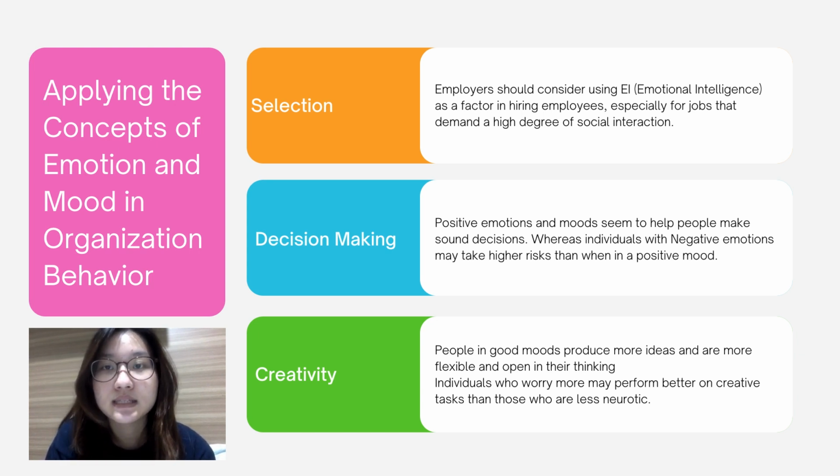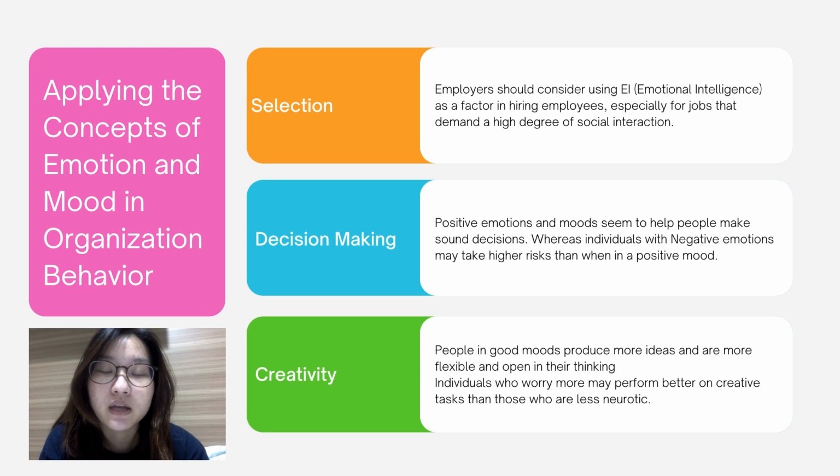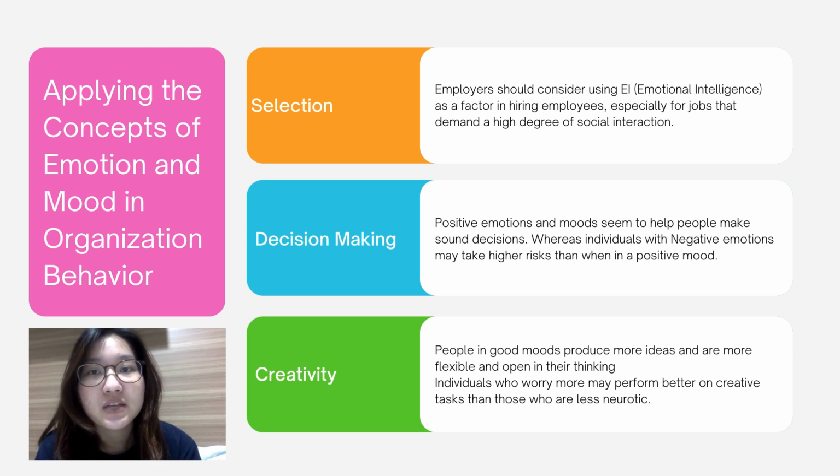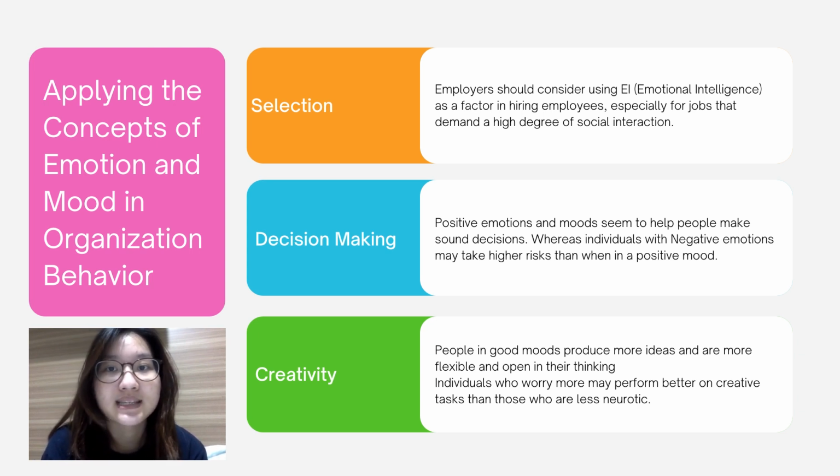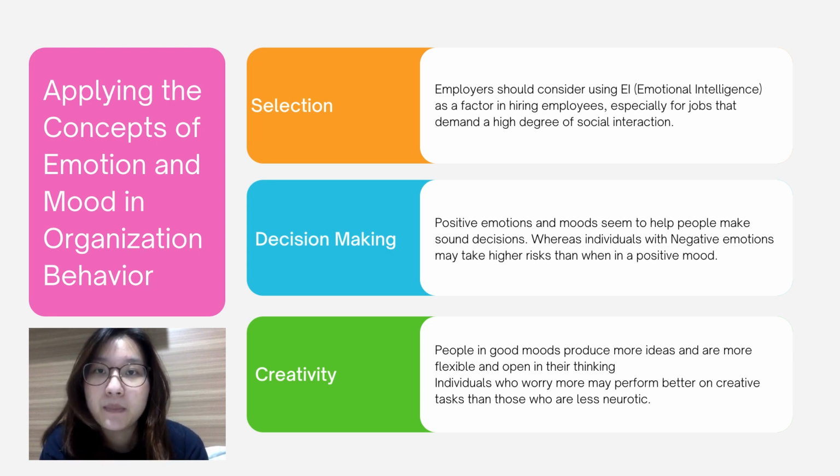And then the next one is decision making. So moods and emotions can have effects on decision making that managers should understand. People with positive emotions can enhance problem solving skill and they tend to find better solutions. Meanwhile, people with negative emotions usually make stronger choices, but the choices are not necessarily better. And they may take higher risks than when in a positive mood. But taken together, moods and emotions can always impact decision making, but there are other variables that require further research. So we cannot only rely on moods and emotions.